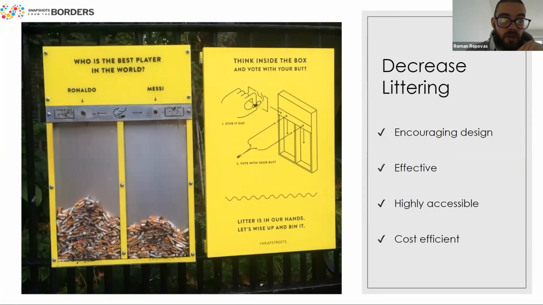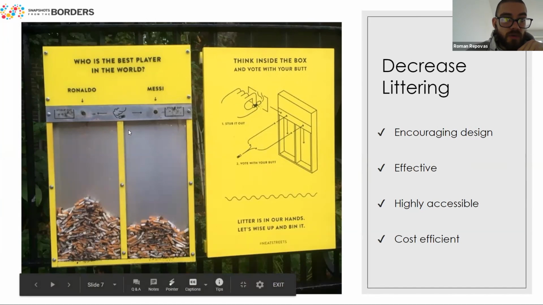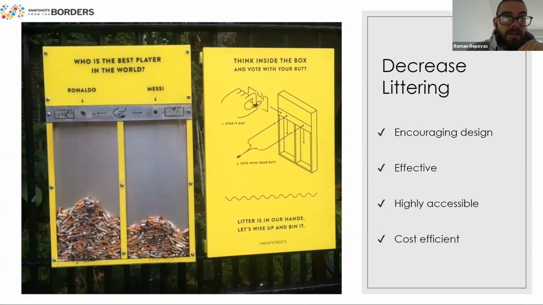So instead of throwing your cigarette butt on the ground, which can have many negative effects, like eyesore, it's polluting, of course, and it can even lead to fires. In this way, people are encouraged to not litter, and they're having a little bit of a fun, engaging way to decide who is a better football player. And as you can see, the design is very simple. This has proved to be extremely effective. In fact, a lot of people were using this, and the rates of littering have gone down significantly. This is very cost effective and also very easily accessible, and does not involve a lot of operations behind it.